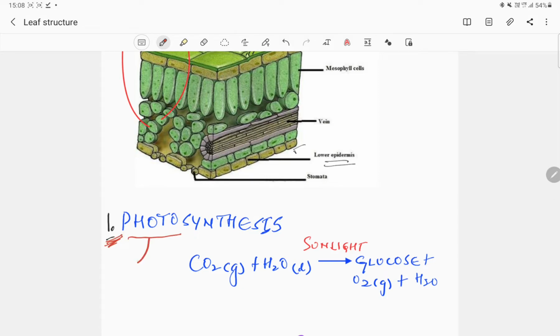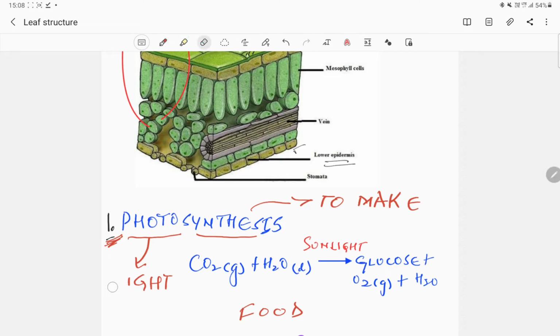The word photo means light, and the word synthesis means to make. Now, this does not mean that the leaf is making light. What photosynthesis means is the process by which a plant makes its food using sunlight. So, the leaf is the food factory of a plant. It is the leaf where the food is made, and how food is made is something that we'll now see.